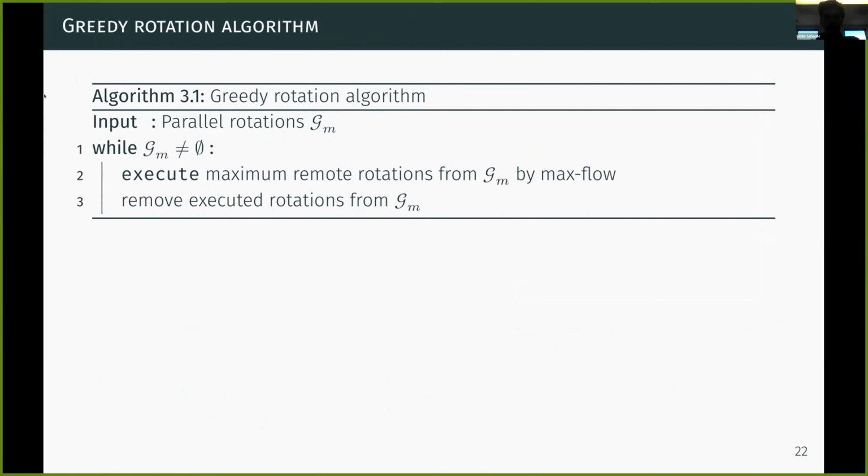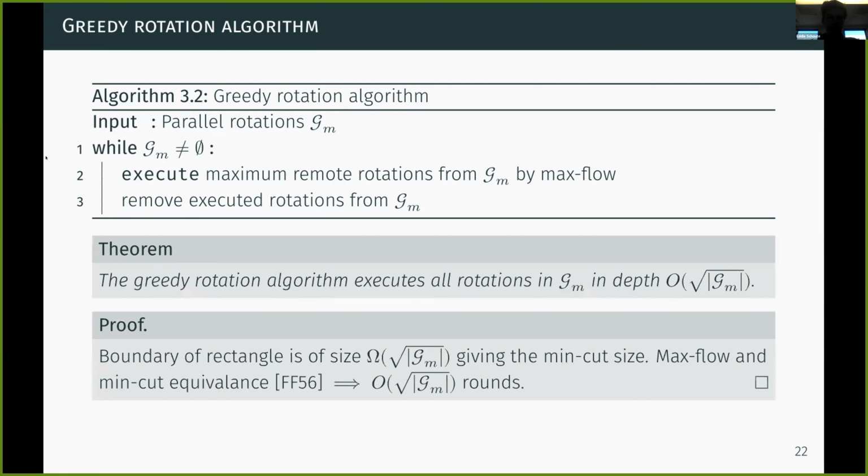And this gives us a very simple greedy algorithm for implementing parallel rotations. So if we have a set of parallel rotations, which is this calligraphic G, then until this set G is empty, we're going to execute the maximum set of remote rotations as given by this max flow solution, and then remove them from the set. And we iterate this until the set is empty.